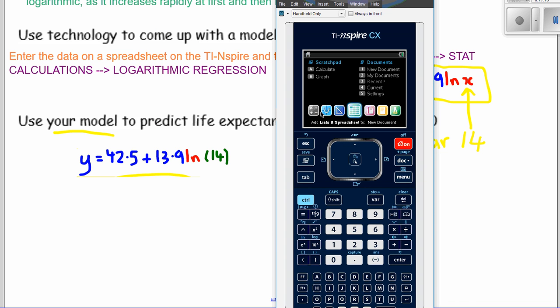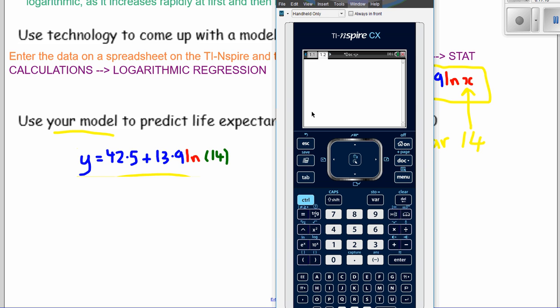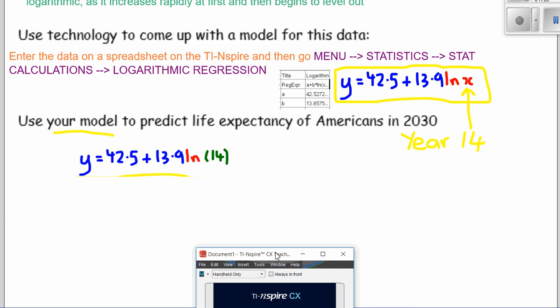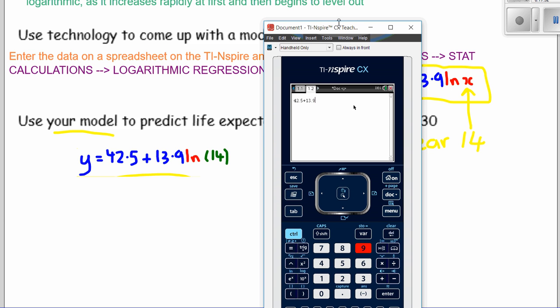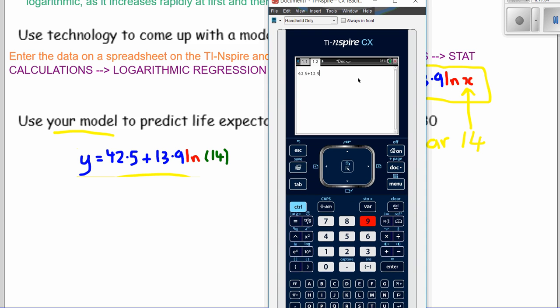So let's go on calculate. Cool. So 42.5 plus 13.9. I got those numbers right. Let's look. Yep, 13.9, 42.5. Yep, good. ln. Where's ln on the calculator? See ln? That's a natural log. It's just a log with the base, and the base is e. The other log, the normal log, common log, is base 10. Natural log of 14.